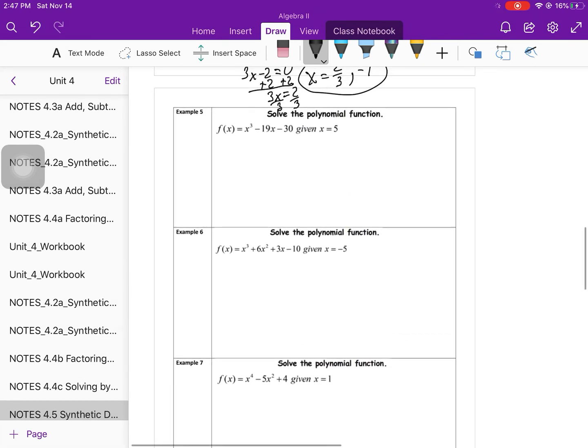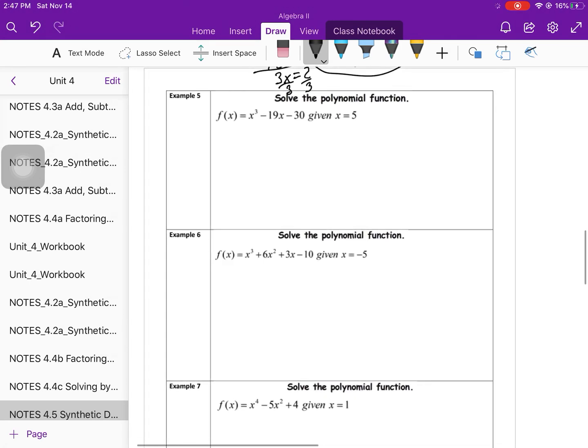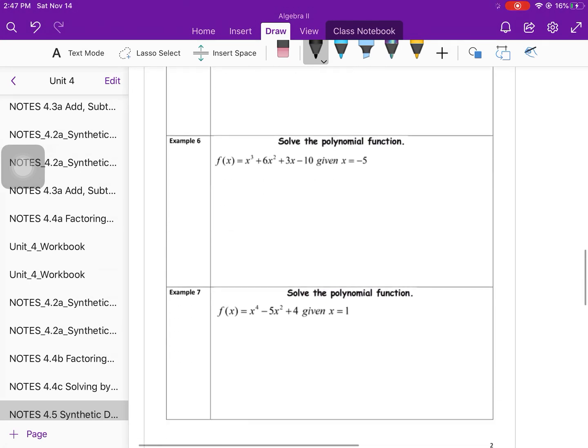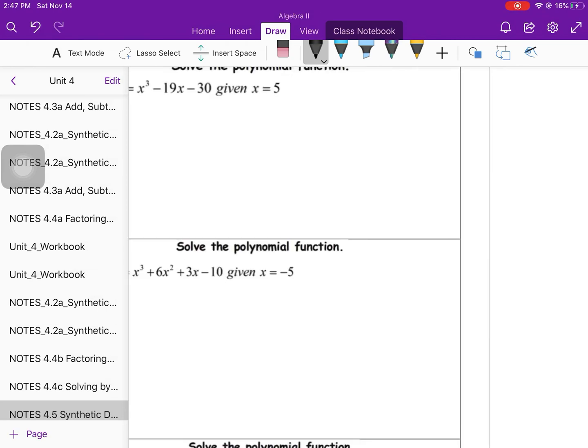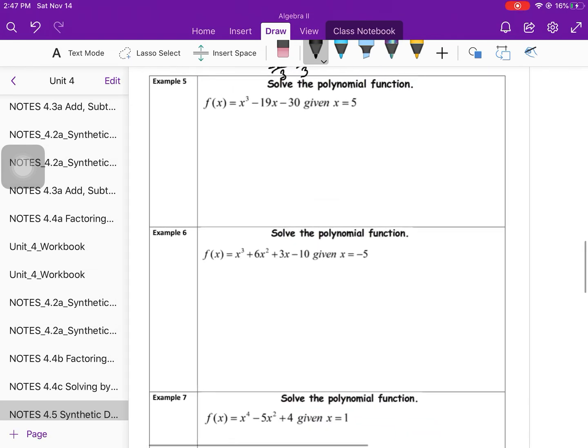Okay, I'm going to do one more problem, and then I'm going to let you guys try example 6 and example 7. All right, for example 5, notice we are missing the x squared term, so we need to rewrite this just to remind ourselves.